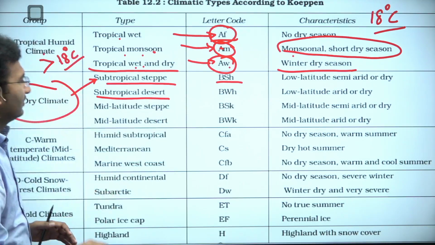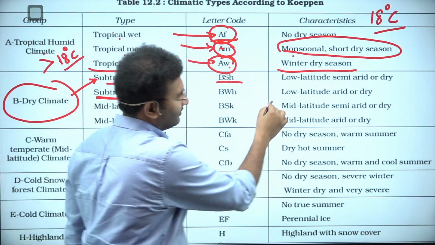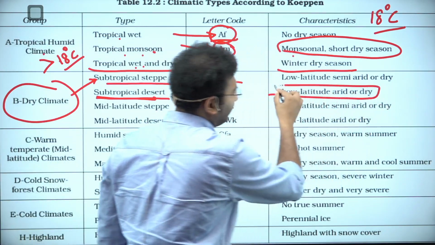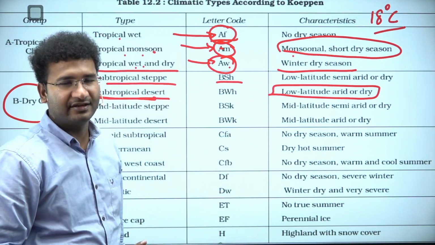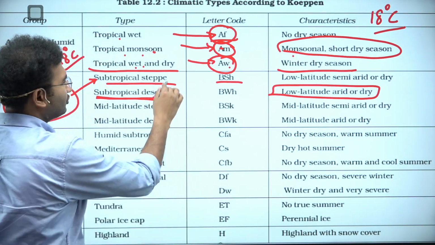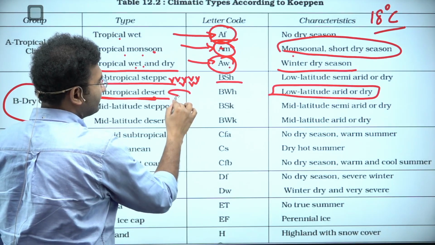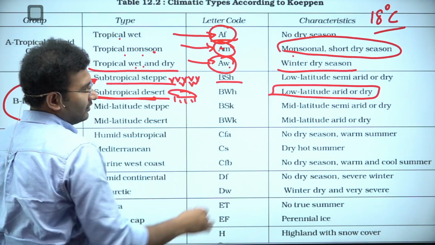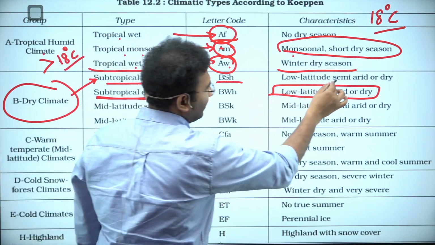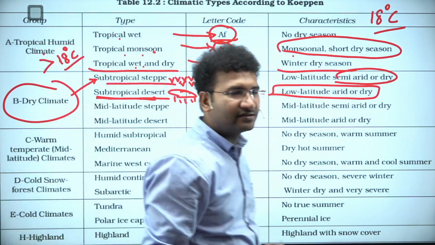So B type, he'll say that a region is called a subtropical desert in the low latitude area if it is having dry region, and he'll call it subtropical steppe. Steppe means small grasses, okay, small grasses. Desert means there is no rainfall. This steppe means low latitude semi-arid area, meaning it is not completely dry, it is a little dry.